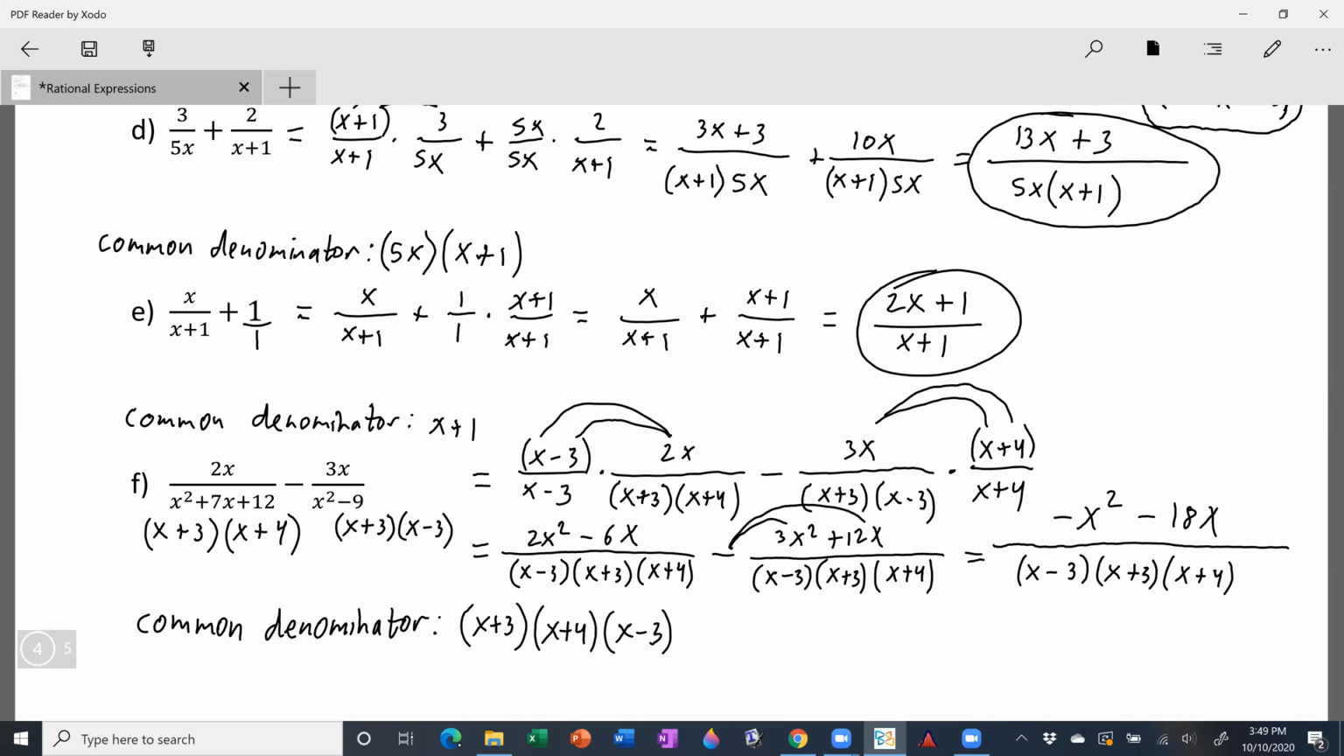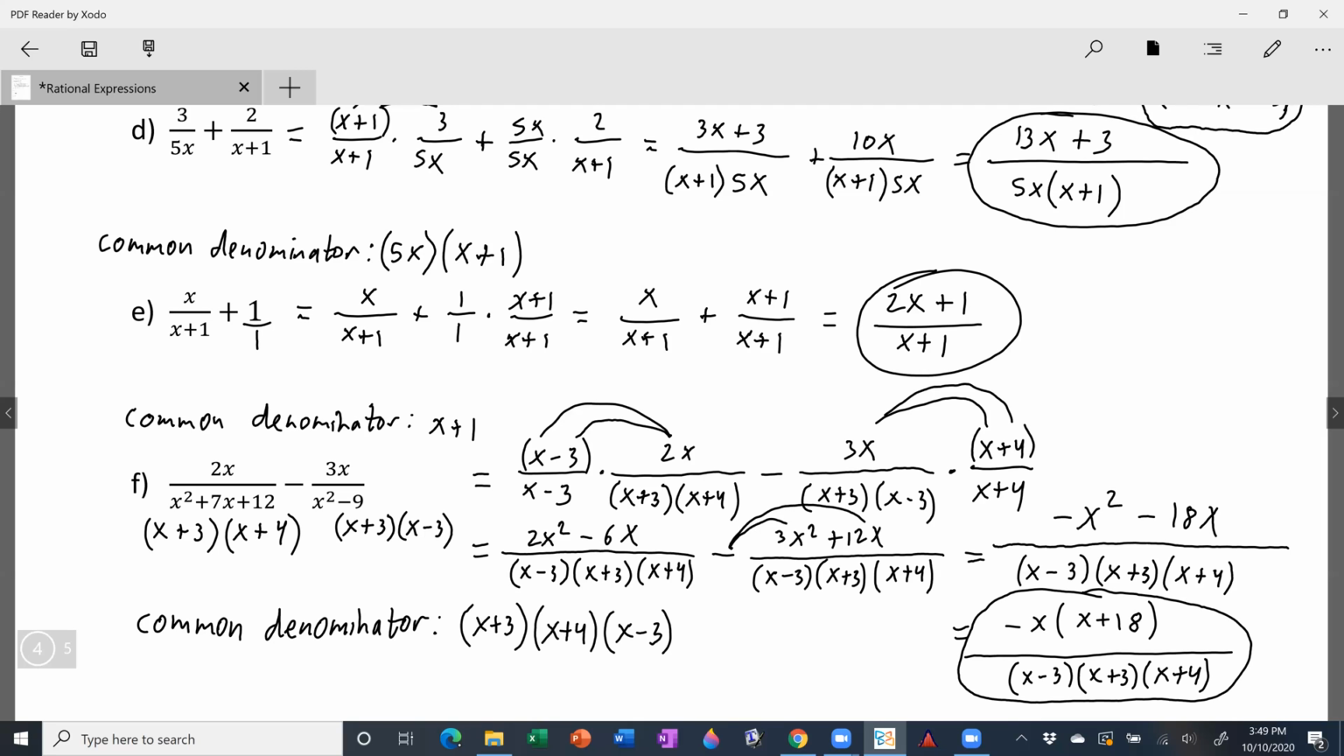Looking at this, we can technically factor out a negative x, but it's not going to cause any reducing. Maybe I'll just do it. I'm going to factor out a negative x, and we're going to get x plus 18 left over, and there's not really anything that happened there. But just to emphasize, it's usually a good idea to try to do any extra factoring and reducing at the end if possible.